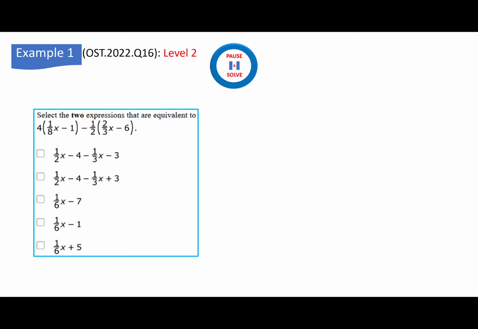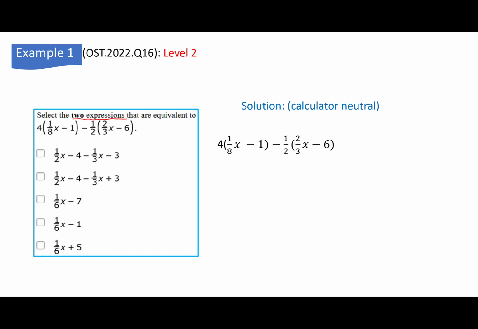Example 1. In this example, select the two expressions that are equivalent to this expression. The key words here are the two expressions. Pay attention to that, because if you only find one, you get partial credit. So you can't really guess from here. Again, this example and all the examples we're doing today are calculator neutral, so they don't need a calculator. They will not let you use a calculator.